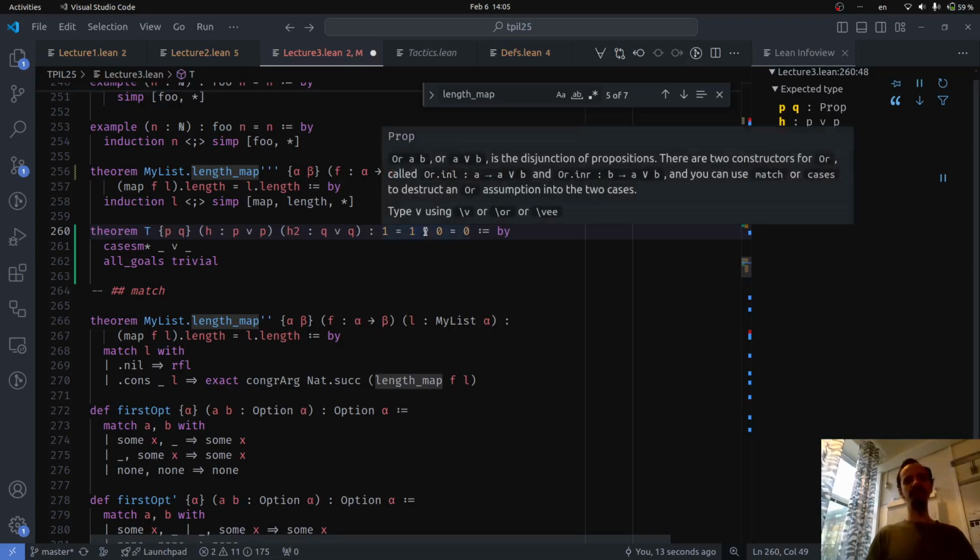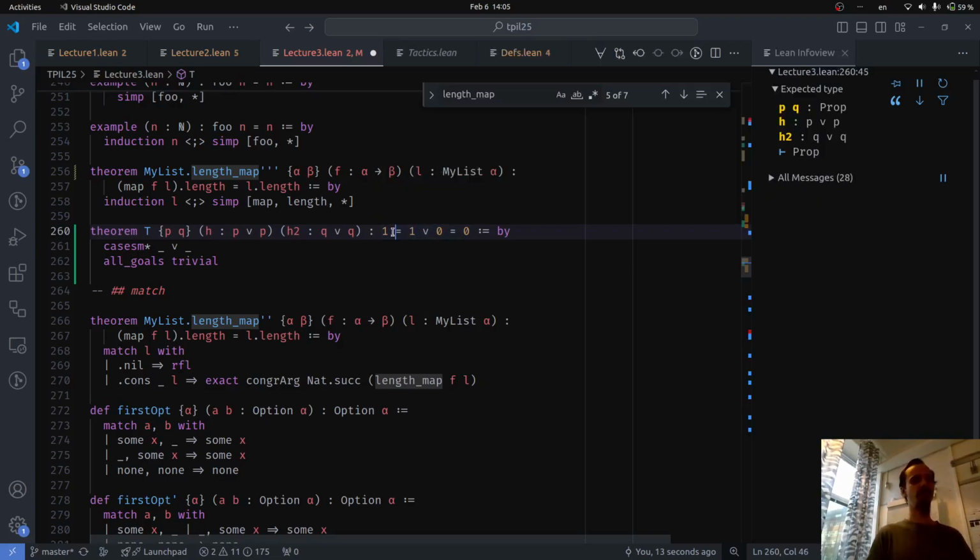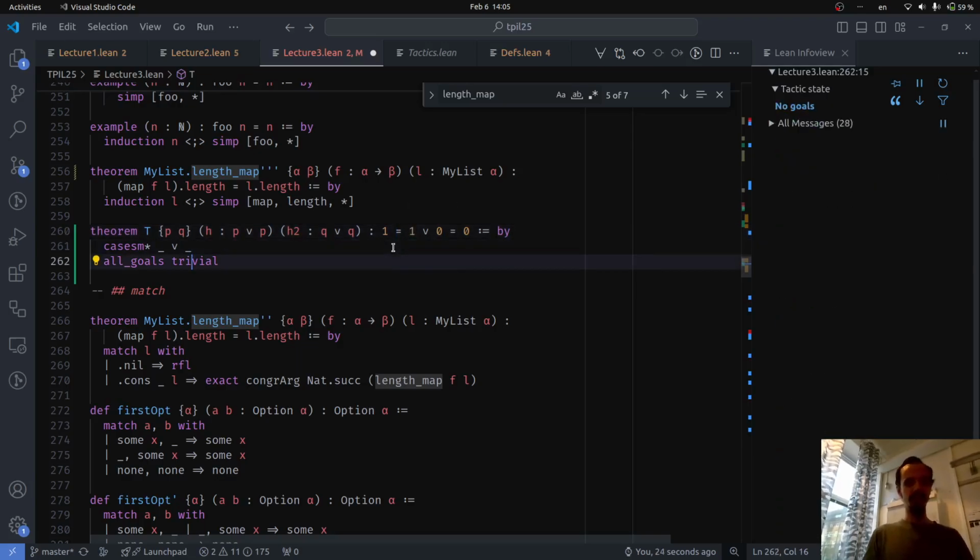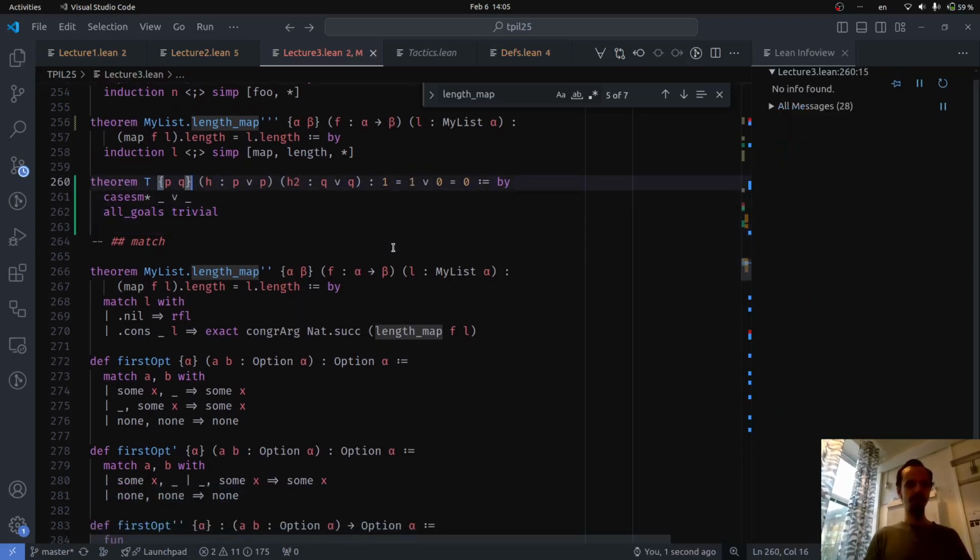Yeah, so if it's able to infer a decidable instance, and this is an equality of natural numbers and orders and stuff, so that's easy. So then it can solve it. Okay, but it looks like it's time.